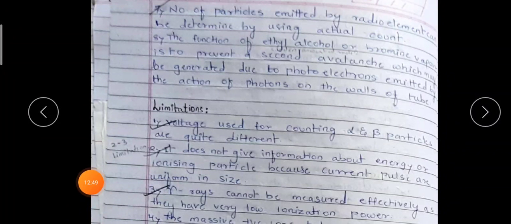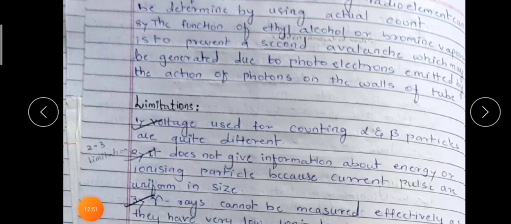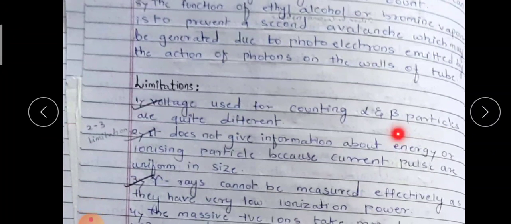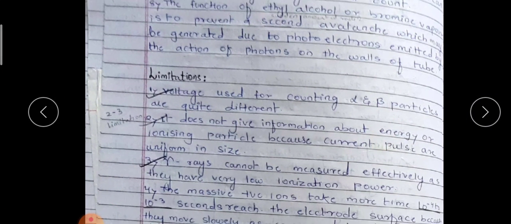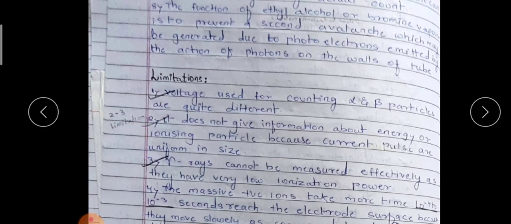What are the limitations of this particular Geiger-Müller counter? The voltage used for counting alpha and beta particles is quite different. It does not give information about the energy of the ionizing particle, because current pulses are uniform in size. Gamma rays cannot be measured effectively as they have very low ionization power.